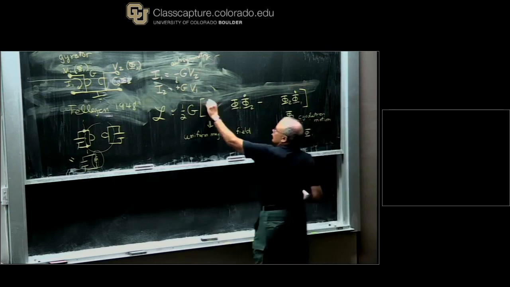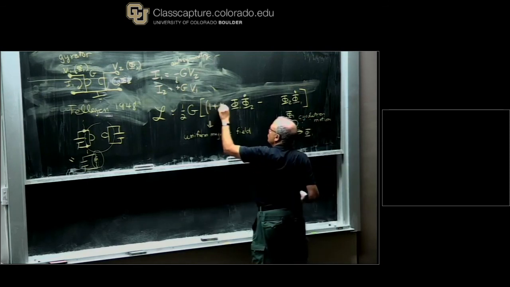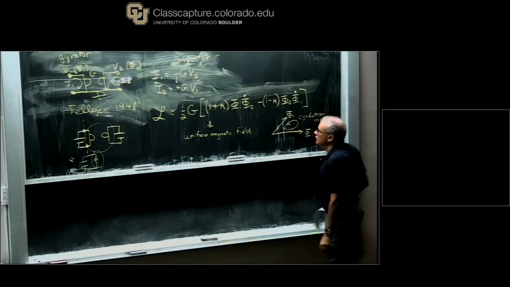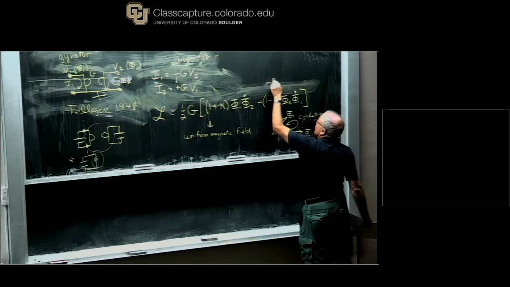I'll state what I was going to say. You can actually put an additional constant here and ask, maybe this is a modification of the gyrator, but it turns out it's another gauge parameter.